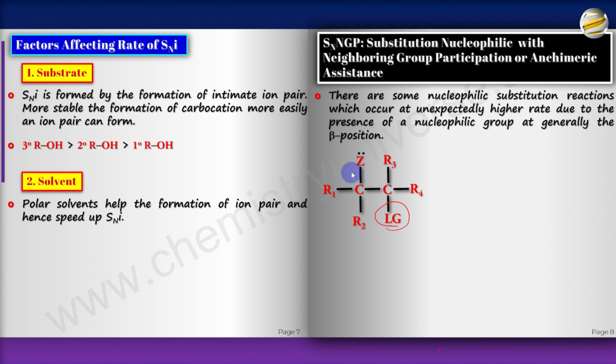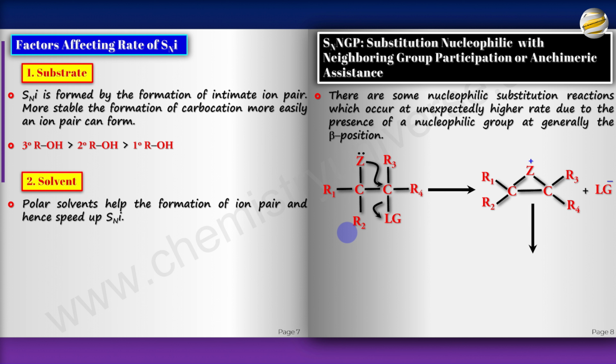But here, this is the carbon alpha to the leaving group, this is the carbon beta to the leaving group, and that has a group which has a lone pair, which is therefore nucleophilic. Now this would first attack this carbon from the back side, and then the leaving group leaves. And you get an intermediate. It's not a transition state, it's an intermediate, it's real. Now the nucleophile comes, and let's say it attacks the same carbon, the one with R3, R4.